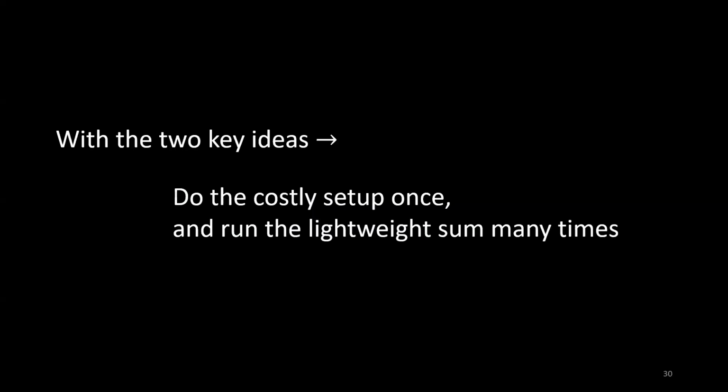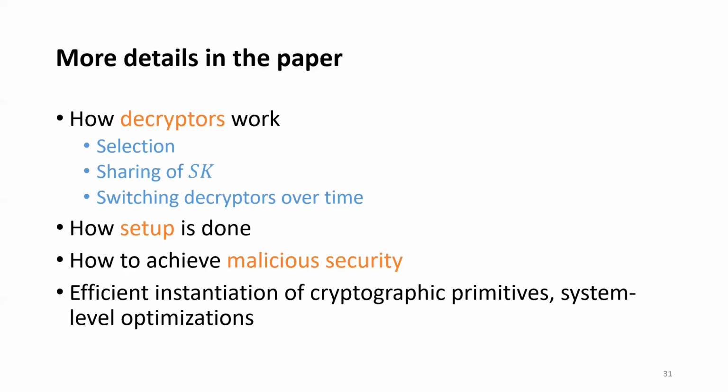Okay, just to summarize here, so now we have a way to do the costly setup once, and then we can run the protocol many, many times. There are also some other additional details in the paper. For example, how we share the secret key among decryptors, how we can transfer the secret key from one set of decryptors to another set of decryptors, how we achieve malicious security, and how we do all kinds of system level implementation to efficiently instantiate these crypto primitives.